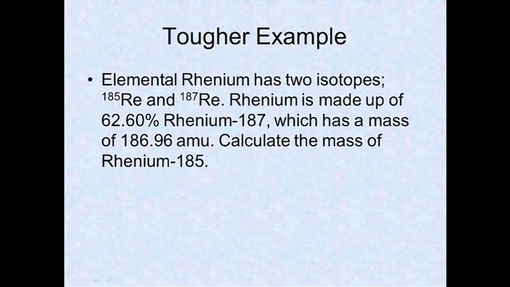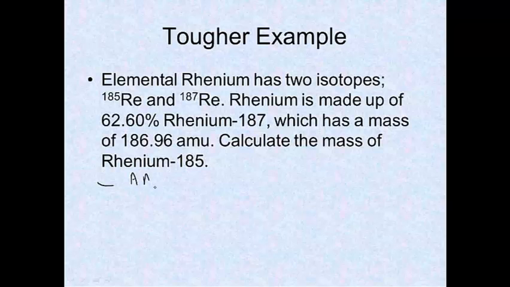Little bit tougher problem. They give me rhenium 187. They give me the percent abundance of the element rhenium, and they give me the mass of the rhenium isotope, and they want me to calculate the mass of the rhenium 185. So here's what I got staring me in the face. 3 unknowns.